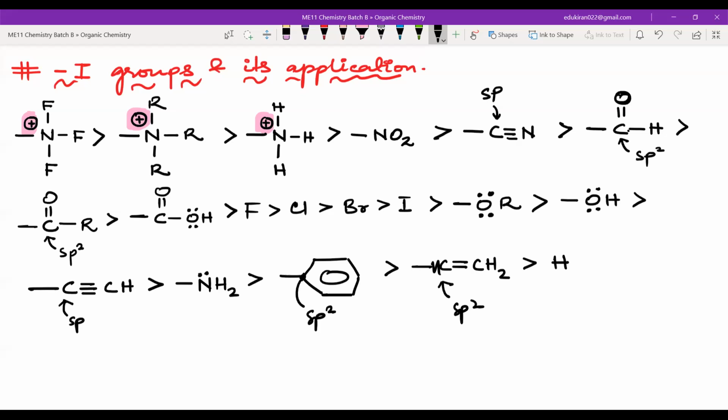Because this sp2 is attached with more and more sp2 hybridized carbon atoms. Okay, so please write these minus I groups. Then we will talk about the application.